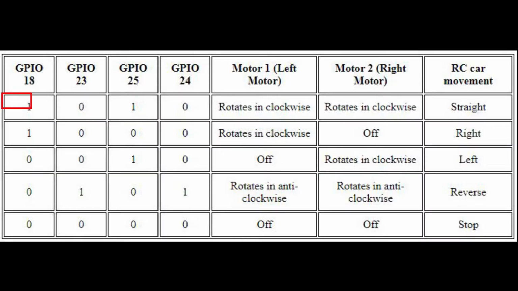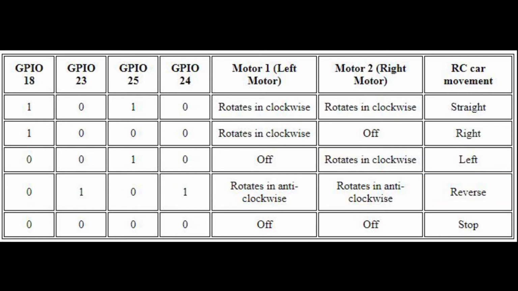When both GPIO 18 and 25 are active high, and GPIO 23 and 24 are active low, then both the motors will rotate in the clockwise direction, and the RC car will move in the forward direction. When both GPIO 23 and 24 are active high, and GPIO 18 and 25 are active low, then both the motors will rotate in the anti-clockwise direction, and the RC car will move in the reverse direction.